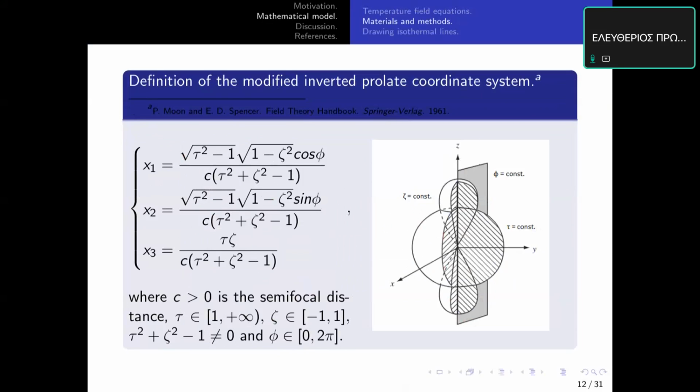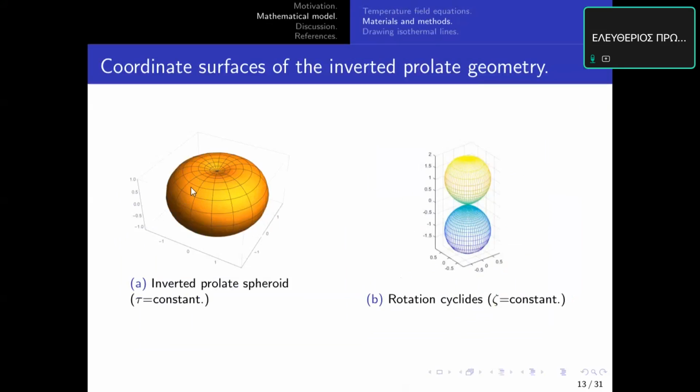This is the definition, where every point x1, x2, x3 is connected with tau, zeta, phi through these relations, and this is the modified inverted prolate spheroidal system, where c is a constant which defines the semi-focal distance. In the figure, you can see the coordinate surfaces, but let me show you a clearer figure. On the left, you can see the inverted prolate spheroid, which is derived when tau is constant, tau equals tau 0 in our discussion later, and the rotation circle is shown on the right, where they are obtained when z equals constant.